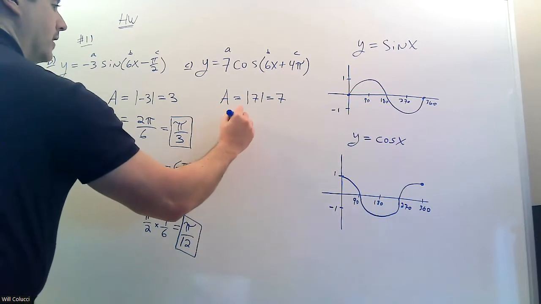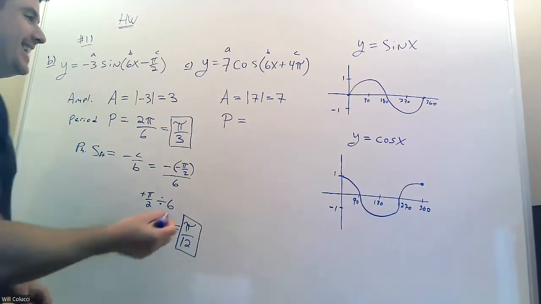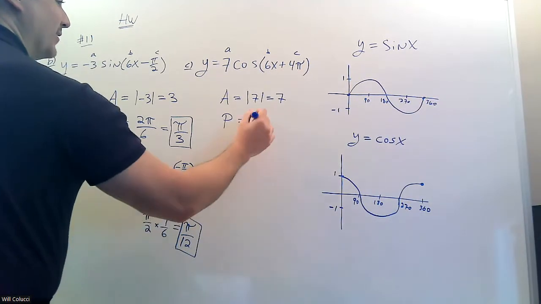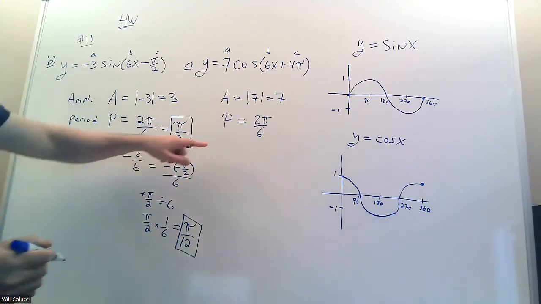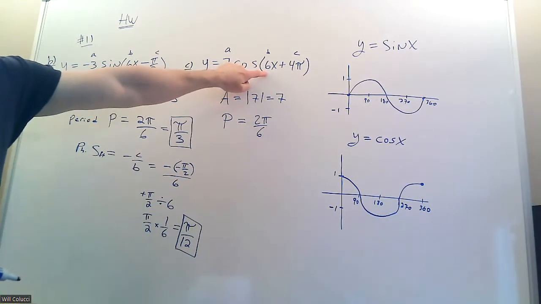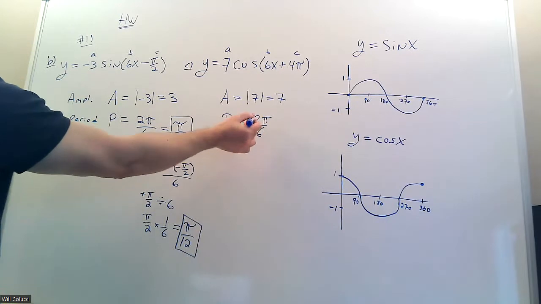The period, the big P, we had the big D and the big P. The big P sounds all kinds of wrong. 2 pi over B. Now, I really should have put an 8 here. I know why I put a 6. I did it for the phase shift, but I probably should have had an 8 there. So if this was an 8, it would be pi over 4.